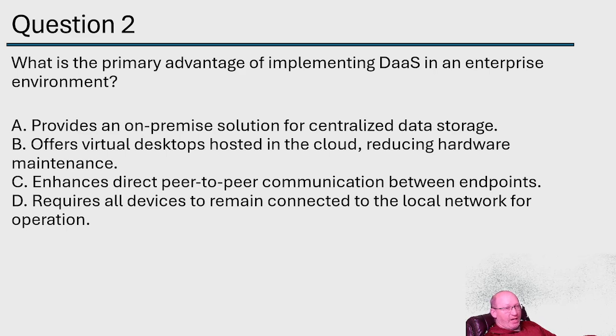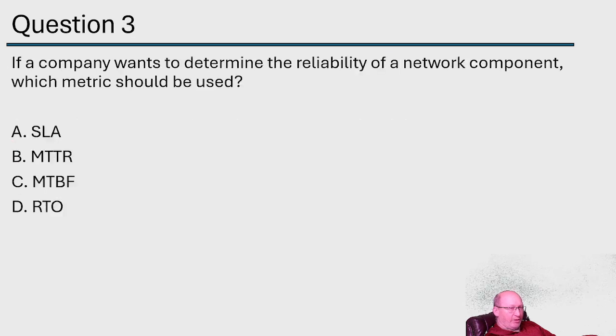Well, if you said provides an on-premise solution for centralized data storage, I would tell you you're incorrect, because the entire thought process behind desktop as a service is that I can utilize it in the cloud. And so we don't want it on-prem. We want it anywhere, ever, right? And so that means B, offers virtual desktop hosted in the cloud, reducing hardware maintenance. That would be our answer. B would be the correct answer on this one. There we go. All right, question number 3.